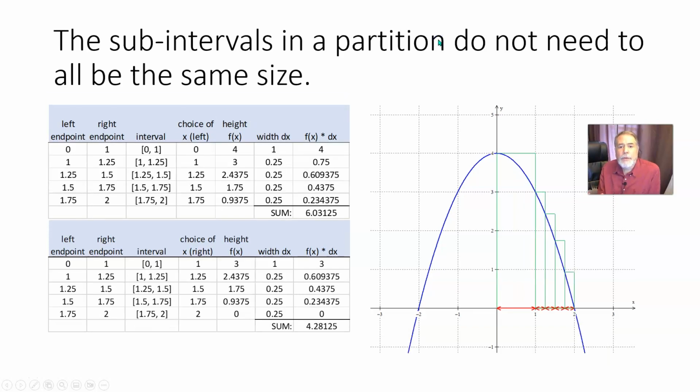Now, the subintervals in a partition do not necessarily need to be all the same size. You can make some of them wider than others. So here's an example where I partitioned the interval from 0 to 2 up into from 0 to 1, and then 1 to 1.25, 1.25 to 1.5, 1.5 to 1.75, and 1.75 to 2. So now that first piece is a lot longer than all of the others, but that still counts as a legitimate partition of the interval from 0 to 2.